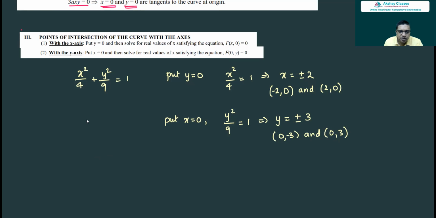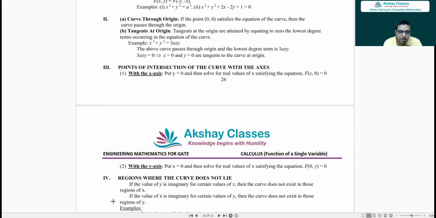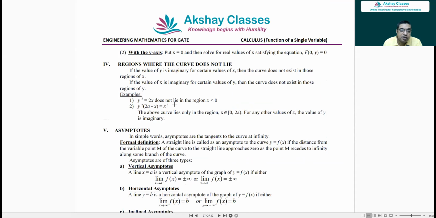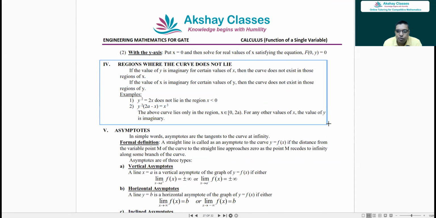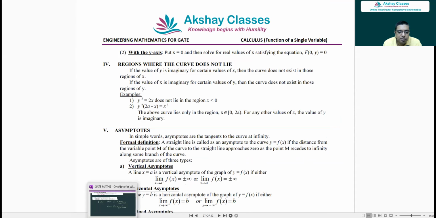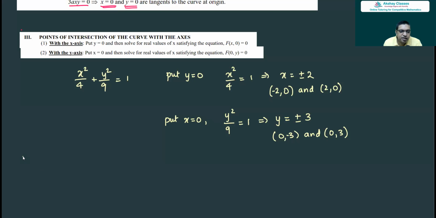So this is for any function, this is the way to find points of intersection of the curve with the x-axis. Now, sometimes the curves are a little tricky. We have to know where does the curve lie and where does the curve not lie. Some simple common sense so that we don't make mistakes in drawing the curves.